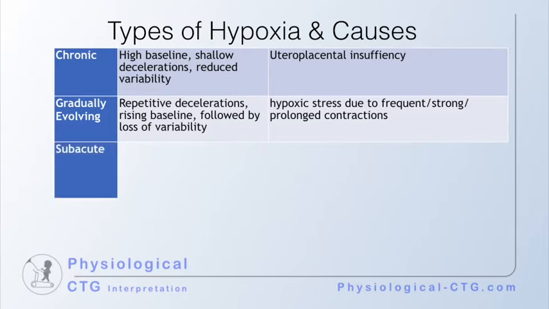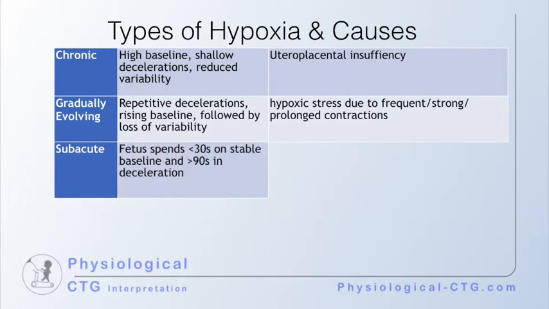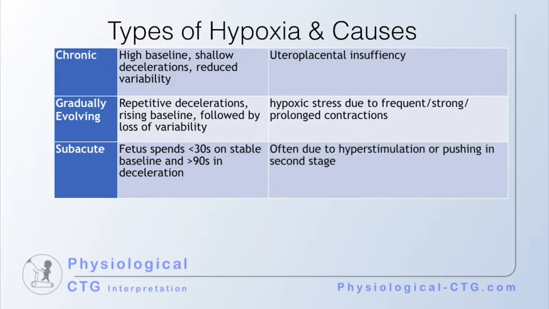Subacute hypoxia is where the baby spends less than 30 seconds at the baseline and more than 90 seconds in deceleration. In this situation, the baby is prioritizing protecting the heart and spending only 1/3 of the time at the baseline for gas exchange and to oxygenate the brain. In this state, acidosis rapidly develops with a drop of pH of 0.01 every 2 to 3 minutes, and therefore immediate action is required. This type of hypoxia is often due to hyperstimulation or pushing in the second stage.